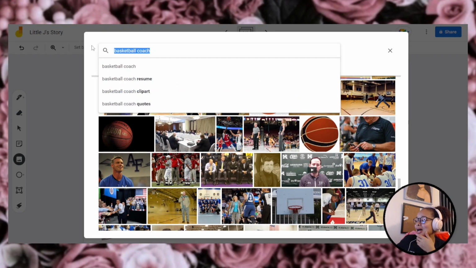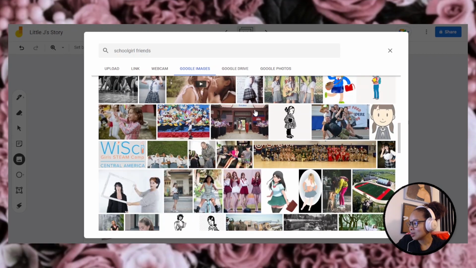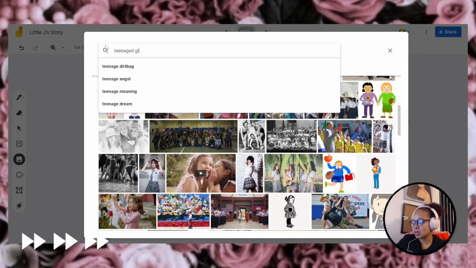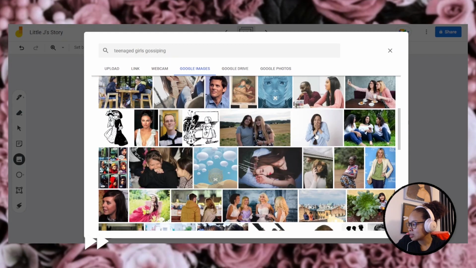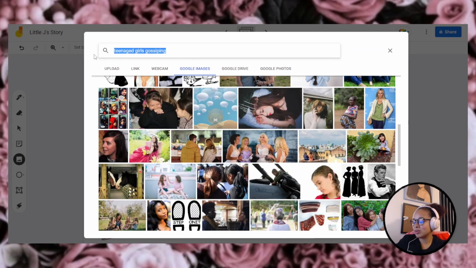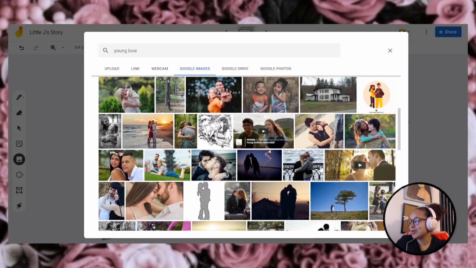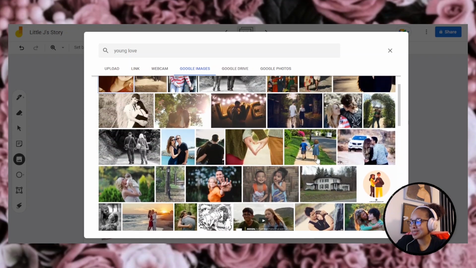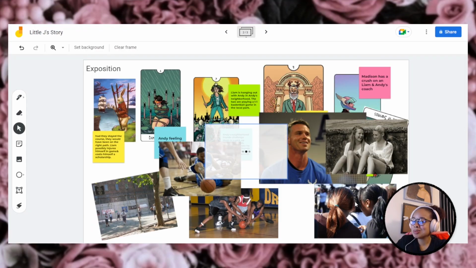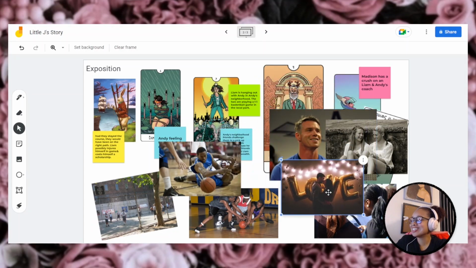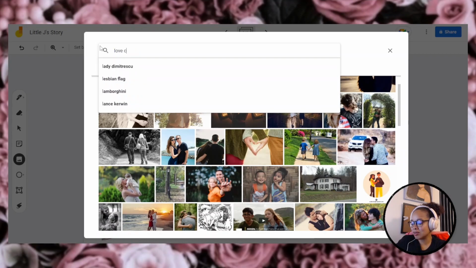Teenage friends. I have an image in my head of like two schoolgirl friends. Or I want to do like teenage girls gossiping. Let's see what images you have for young love. Or it's an inappropriate one-way love. Because we don't know yet, but I don't believe Mr. Ankman would. Well, we don't know him. We technically don't know Mr. Ankman. So Mr. Ankman could be 100% creep. I don't know, but look at this face. No, I'm just joking. Let's see, love crush.